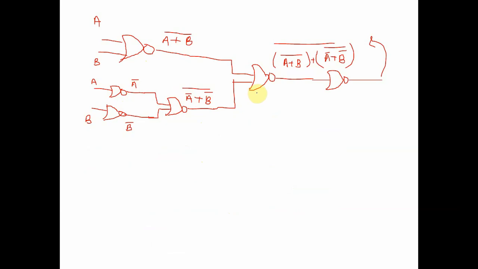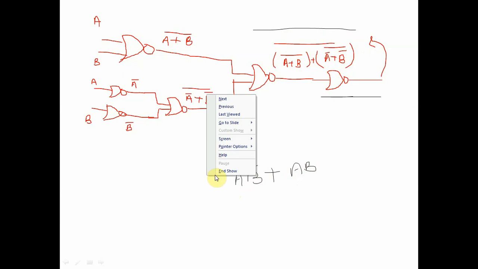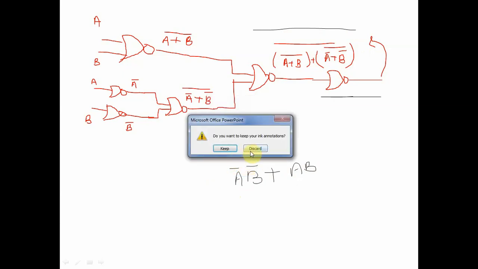And in the third NOR gate, fifth NOR gate, we get (a plus b bar) plus (a bar plus b bar) bar, and after that this NOR gate applies again this double bar. This is the final expression. After solving this final expression we get a bar b bar plus ab. Here is the implementation of different types of gates using NOR gate. If you have any queries related to this lecture, then you can ask me.